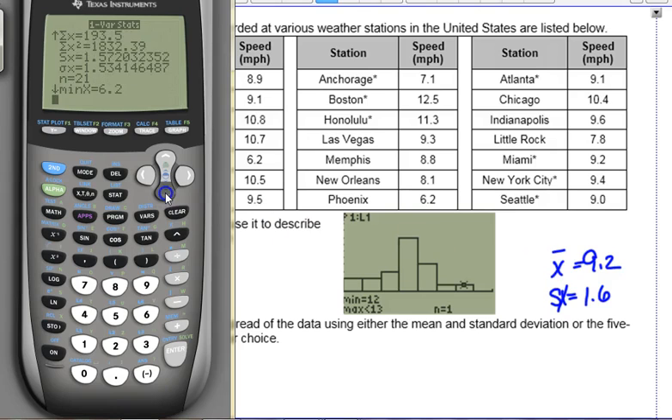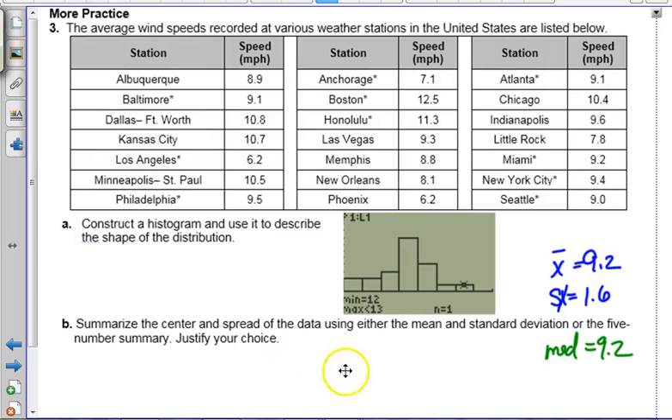Now, if you scroll down, what's the median? The median is 9.2. So, is it skewed? No. If it's not skewed, do you remember what we're supposed to use? Which kind of summary? That's not on the quiz. No. When it's skewed is when you use the 5-number summary. It's okay to just use the mean and standard deviation if it's not. This is not skewed, so we're just going to use the mean and standard deviation.